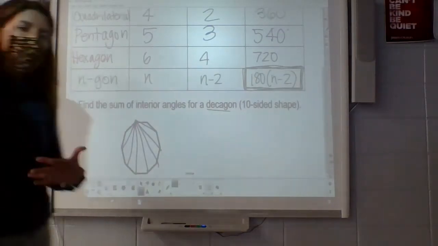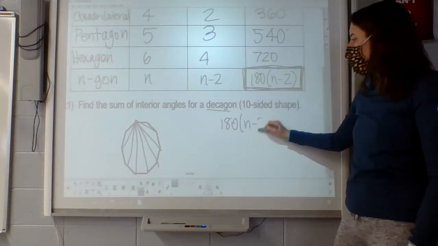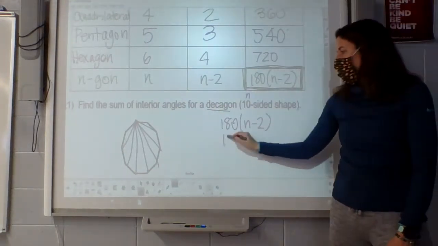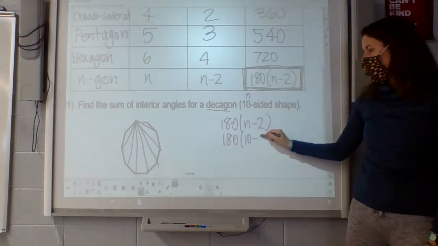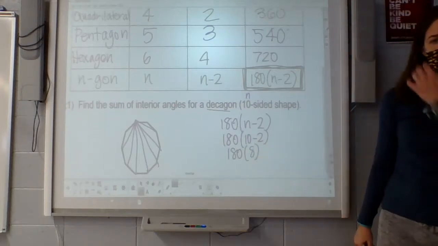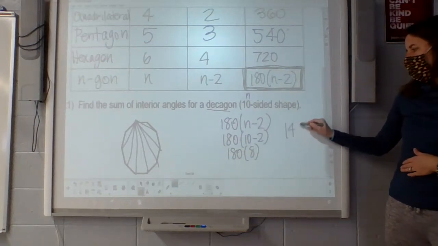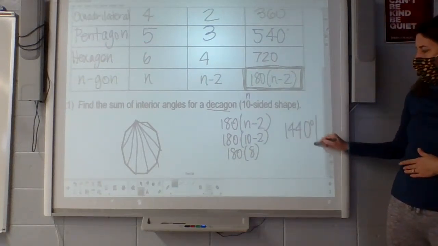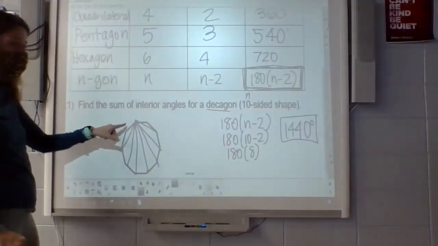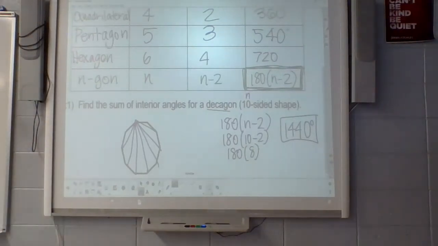So again, we can use our formula to help us. That's 180 times n minus 2. The number of sides is 10. So 180 times 10 minus 2, so 180 times 8. That's going to give us our sum of the interior angles, which is 1,440. That kind of makes sense because these angles are pretty big, pretty stretched out. And that's for any 10-sided shape.